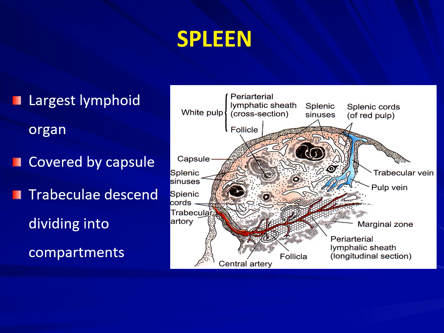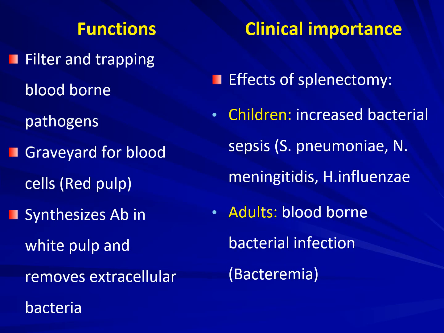Moving on to the spleen, it's the largest lymphoid organ. It is also covered by a capsule, and the trabeculae divide it into different components. The main components are the red pulp and the white pulp. This has a mixture of sections where there are plenty of T cells and sections where there are plenty of B cells. Functions: it filters and traps blood-borne pathogens. That's the main function. It's a graveyard for blood cells. That is mainly the function of the red pulp, and it synthesizes antibodies in the white pulp and removes extracellular bacteria. Can you see this function, the removal of extracellular bacteria?